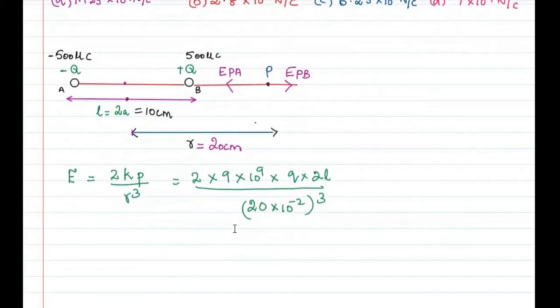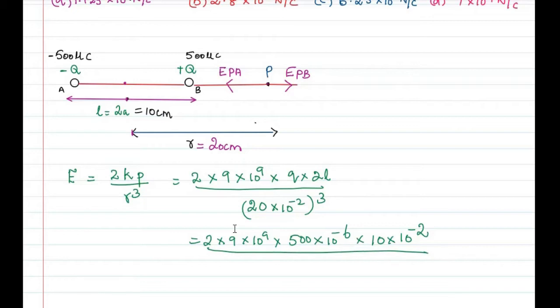substitute the values, 2 into 9 into 10 to the power of 9 into what is Q? Q is equal to 500 microcoulomb. So 500 into 10 to the power of minus 6 into 2L value. Here it is 2L, right? 2L value is 10 centimeters. So 10 into 10 to the power of minus 2 divided by 20 into 10 to the power of minus 2 the whole cube.